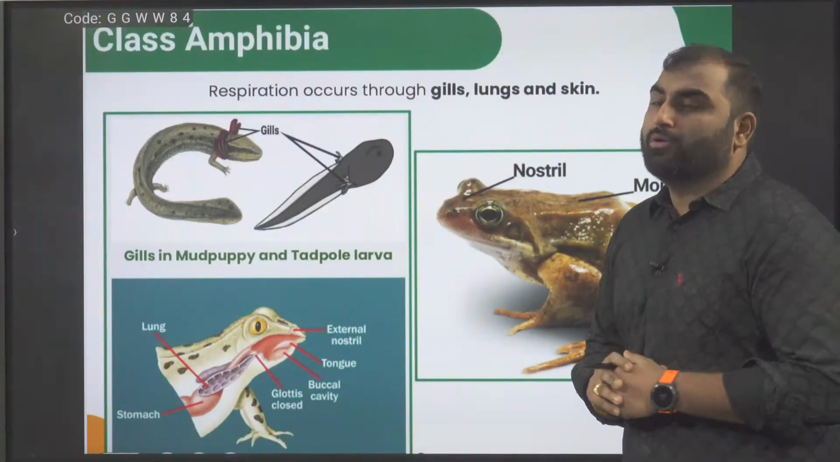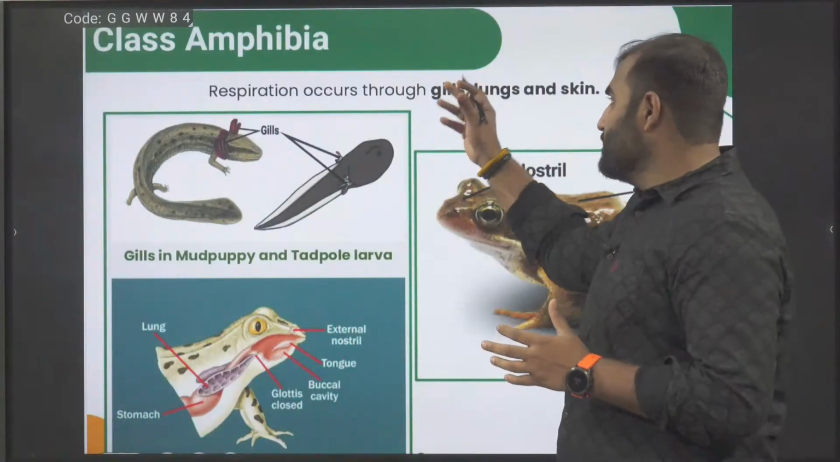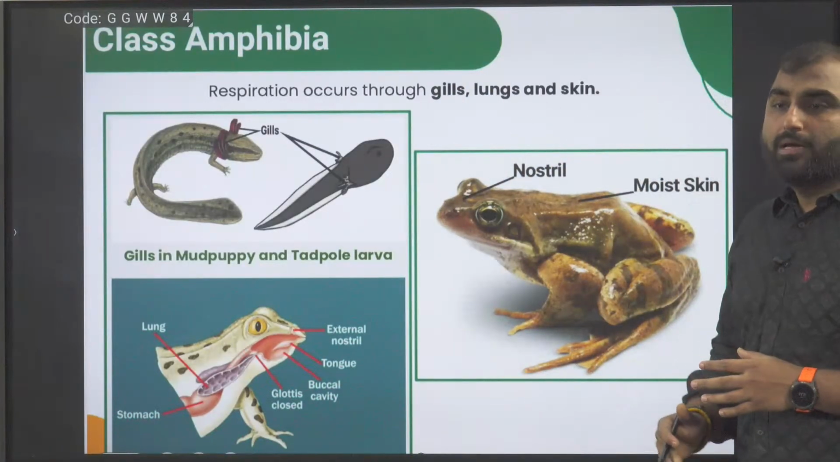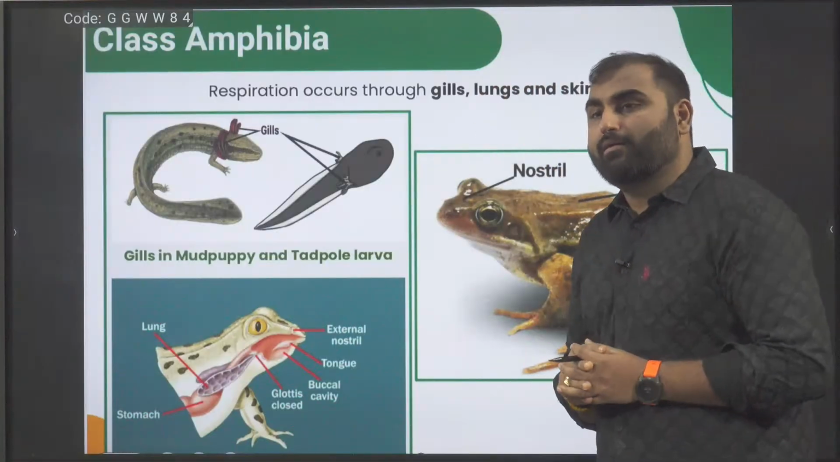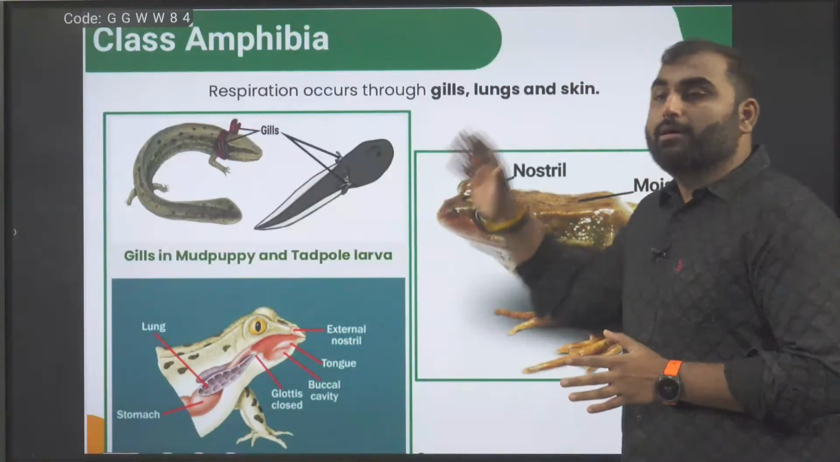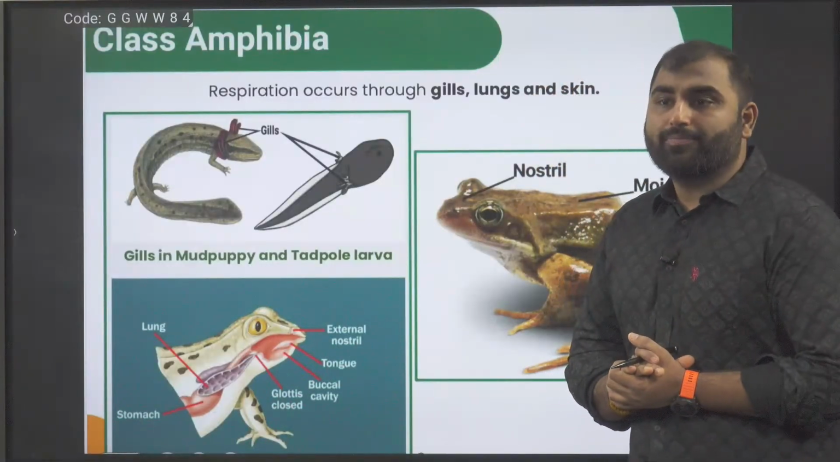Now let's talk about the respiratory system. So amphibians can breathe through gills also. They can breathe through lungs also and skin also. Breathing through gills is called branchial respiration, and breathing through lungs is pulmonary respiration. Breathing through skin we already discussed, it is cutaneous respiration, right?